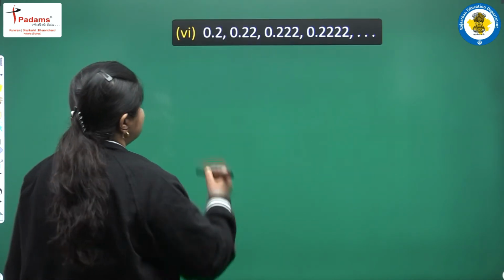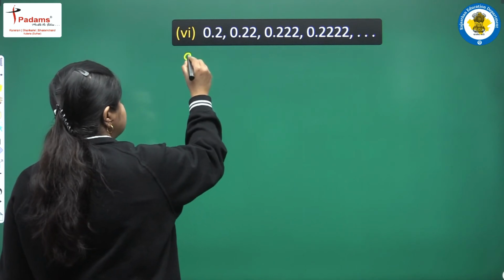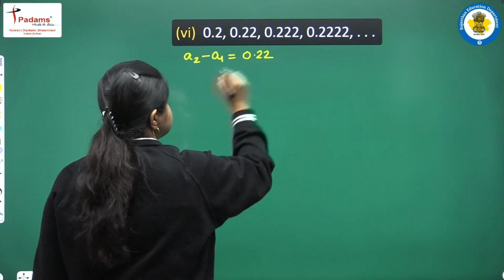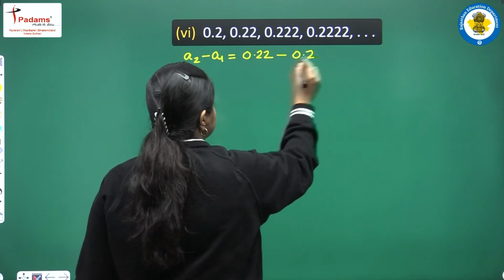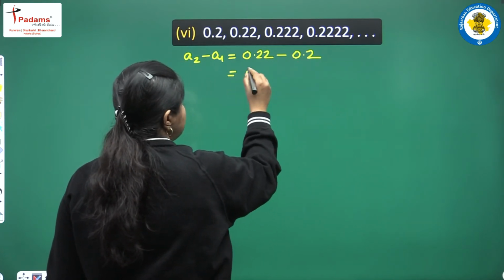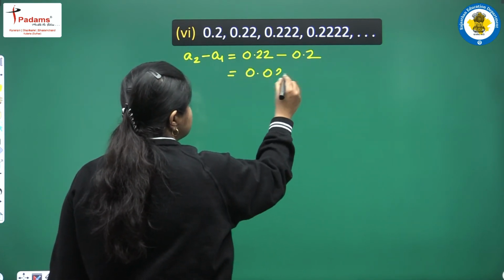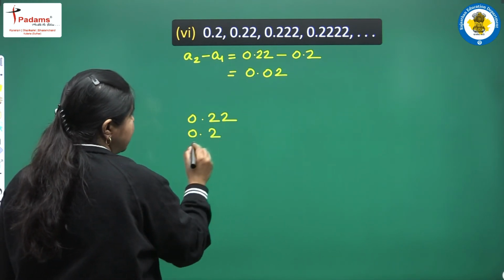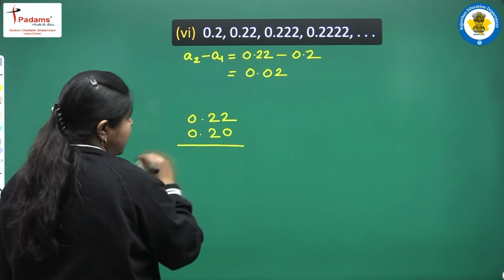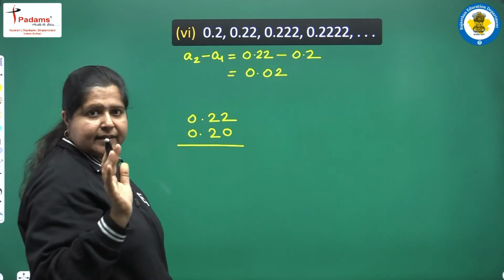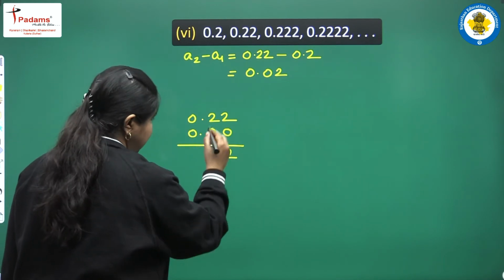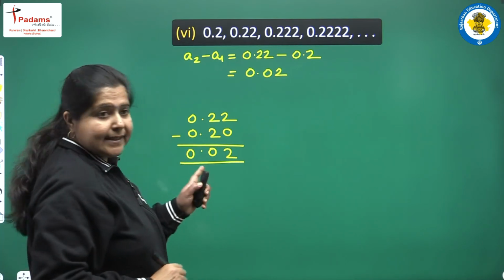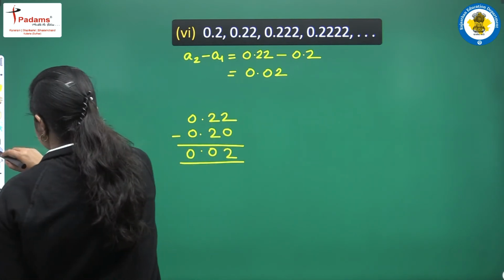Next we have this one. First we will find the difference between the first two terms. 0.22 is the second term minus 0.2. This will be equal to 0.02. कैसे माइनस कर रहे हैं? 0.22 लिख लिया और ये 0.2 लिख लिया. यहाँ पर कोई नंबर नहीं है तो 0 लगा दीजिए. पॉइंट के नीचे पॉइंट रखना है, ये याद रखिएगा. Now this will be 2 and 2 minus 2 it's 0 and 0.02. This is the difference.